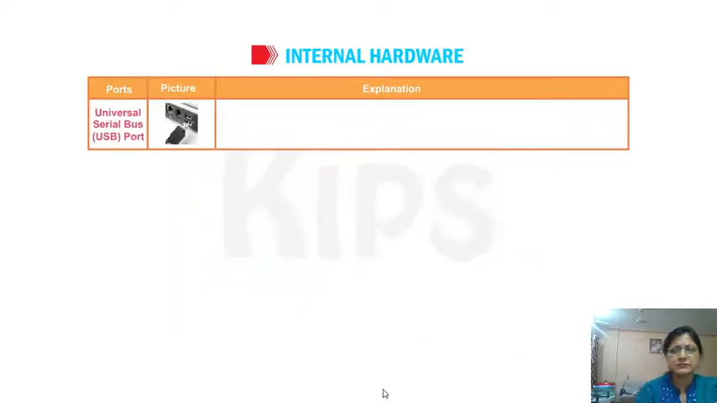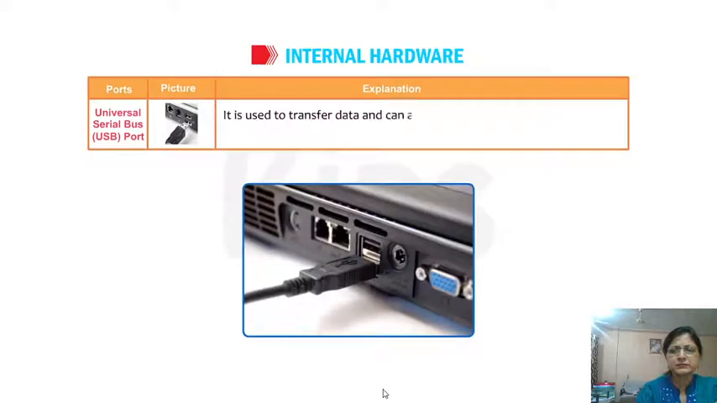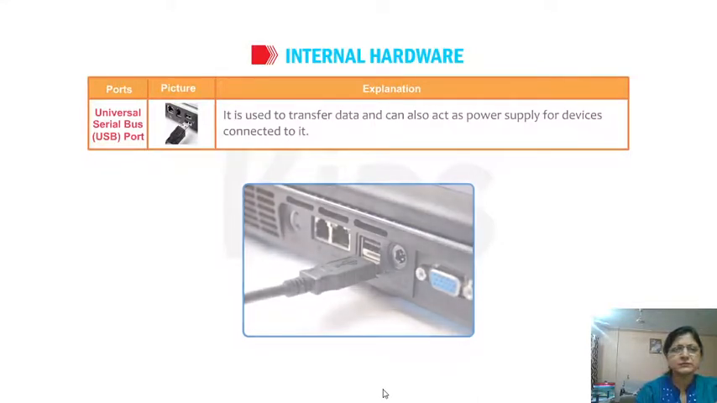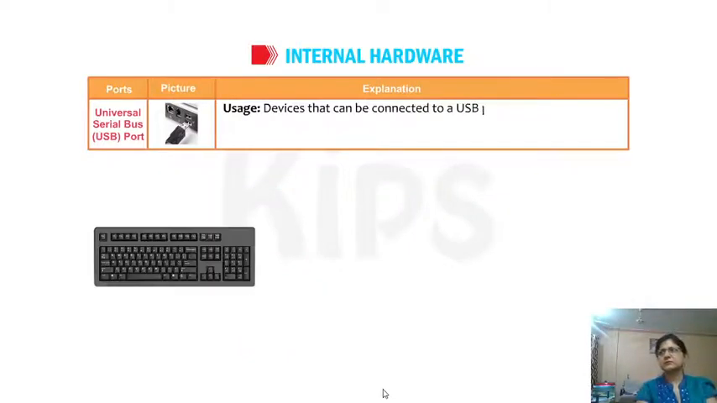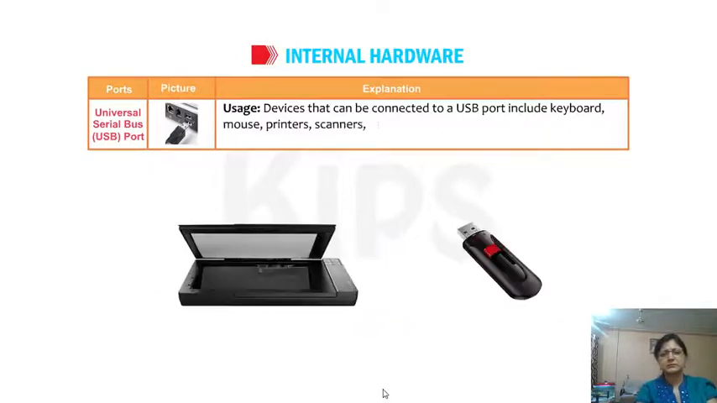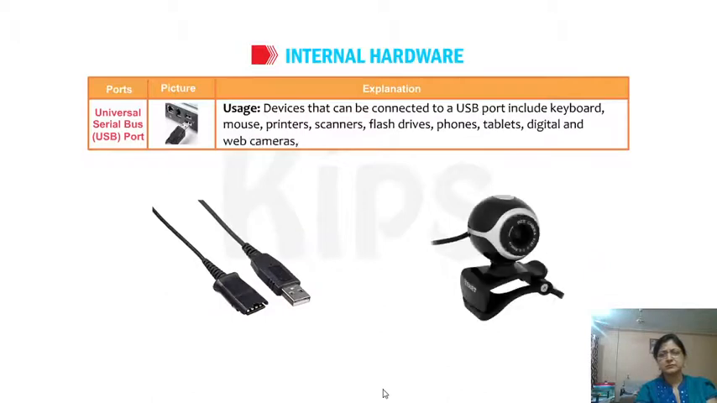Universal Serial Bus, USB port. It is used to transfer data and can also act as power supply for devices connected to it. Usage. Devices that can be connected to a USB port include keyboard, mouse, printers, scanners, flash drives, phones, tablets, digital and web cameras, etc.